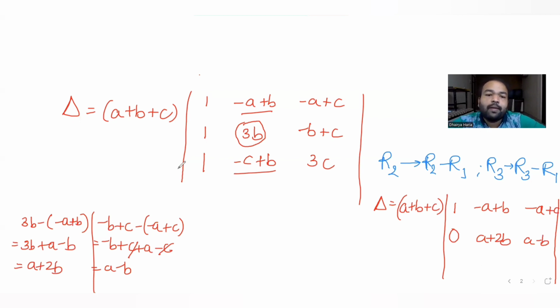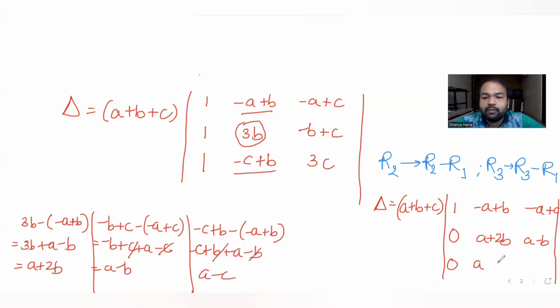Further, for the third row also we have applied the same row transformation R3 minus R1. So again that becomes 0. This, if I solve it further, gives me minus c plus b, minus c plus b. This gives you minus c plus b plus a minus b. This cancels, I get a minus c. And the last thing I can solve here is this 3c minus c. So that gives you 3c plus a minus c, so it is a plus 2c.